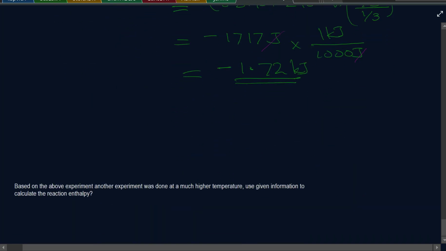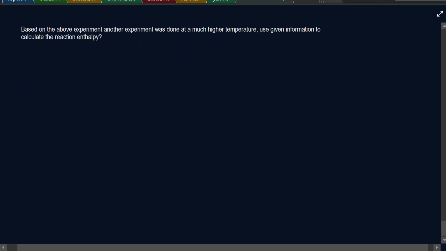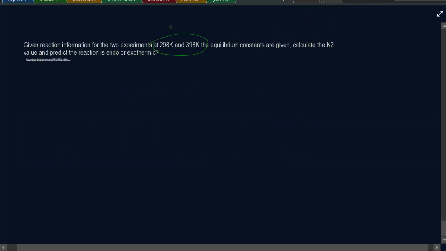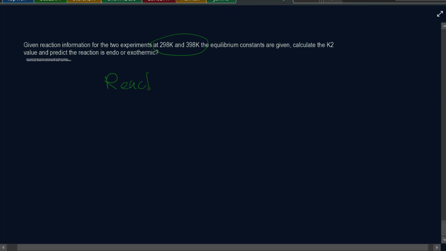So this is a negative delta G, Gibbs free energy. That means it's spontaneous, pushing forward, favorable, right? That makes sense because equatorial is preferred. Okay, now the next question. Based on the above experiment, am I right? Yes. And we have another one, 298 to 398, equilibrium constants are given. Calculate the K2.